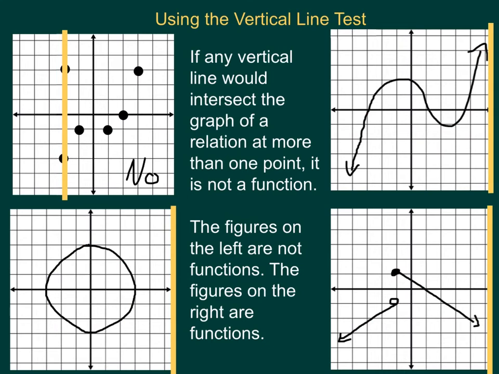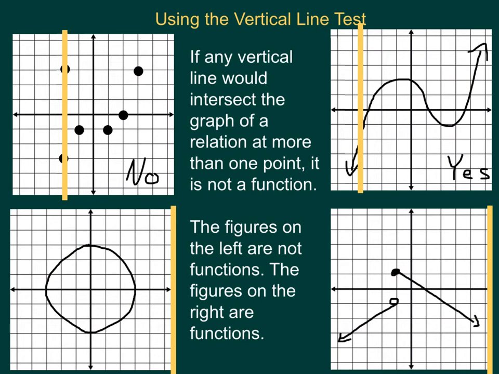When I take that same vertical line and move it across one of these curves, you'll notice that even though there's an infinite number of points, I'm never going to hit the curve more than once. All the time, I'm only hitting it at 1 point. It's going to continue forever and ever, but I'm never going to hit it more than once, so this is actually a function.